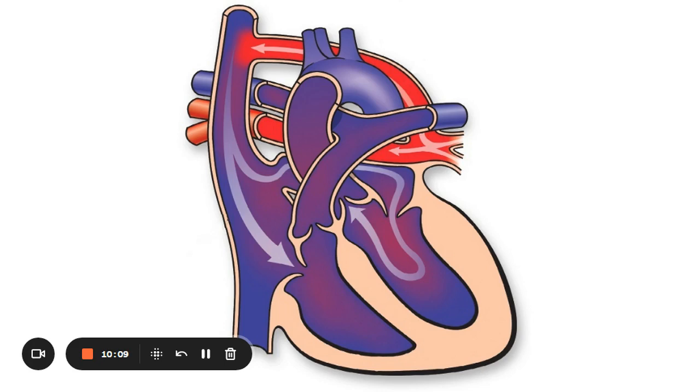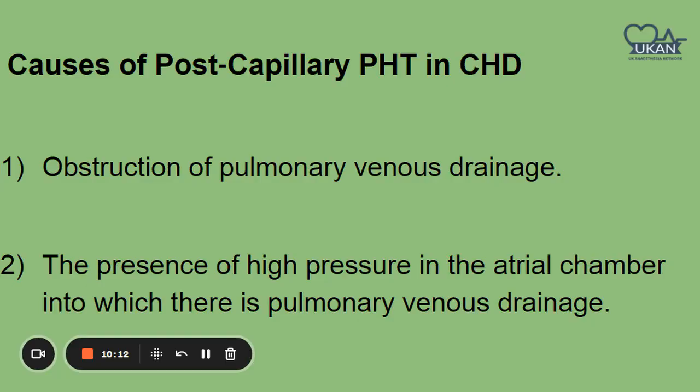So we gave two examples of post-capillary pulmonary hypertension in congenital heart disease, but the second cause of post-capillary pulmonary hypertension can be in congenital heart disease and can be in adults as well. Actually, this is the standard cause of pulmonary hypertension in adult patients with cardiac disease. This is not caused by obstruction in the pulmonary veins. It's just that the pressure in the left atrium is high because of any cardiac lesion.